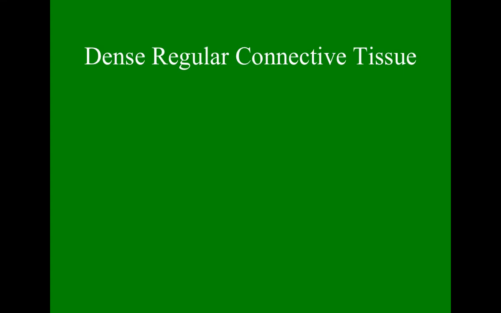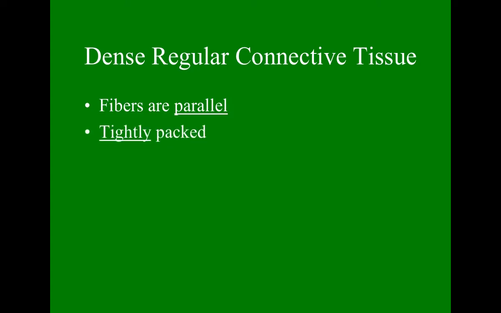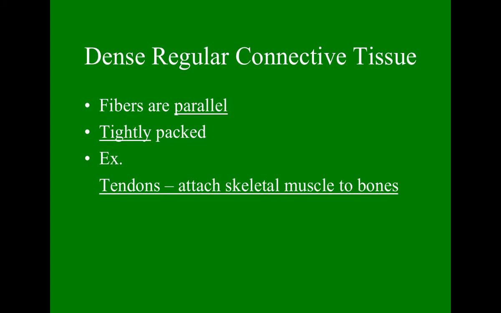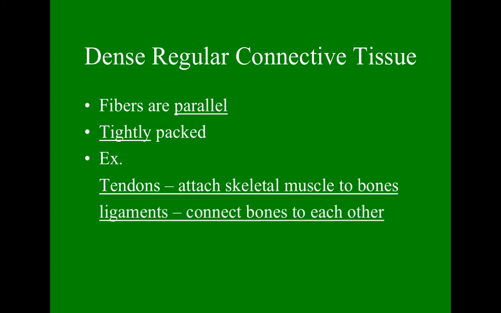The first one is our dense regular connective tissue. The difference between dense regular and dense irregular has to do with the fibers. The fibers in dense regular are laid parallel. So in other words, it's not that they're perfectly straight, it's just that they don't crisscross each other. In addition, they are tightly packed. Examples of dense regular include our tendons, which work to attach our skeletal muscle to bones, and our ligaments, which connect the bones to each other.